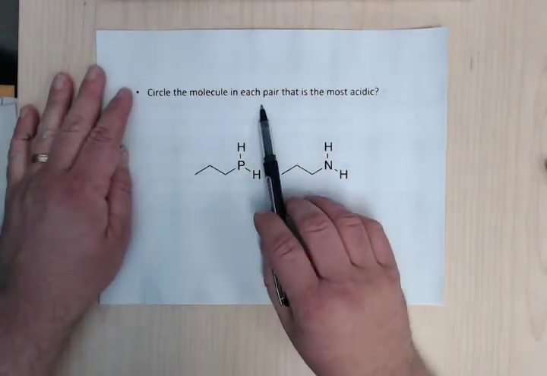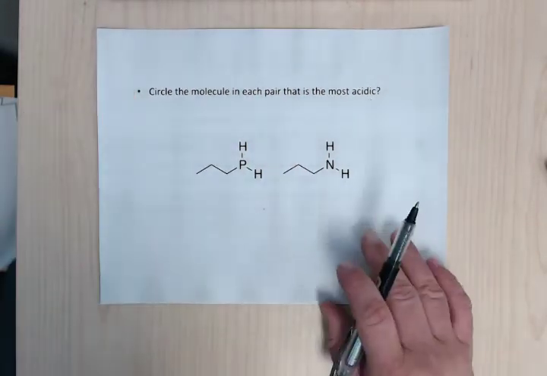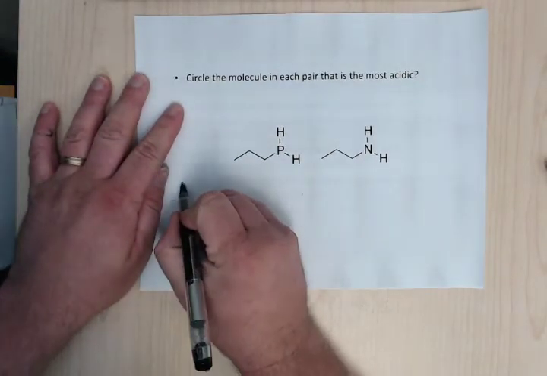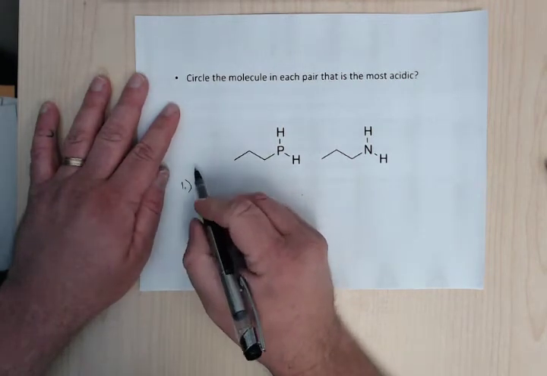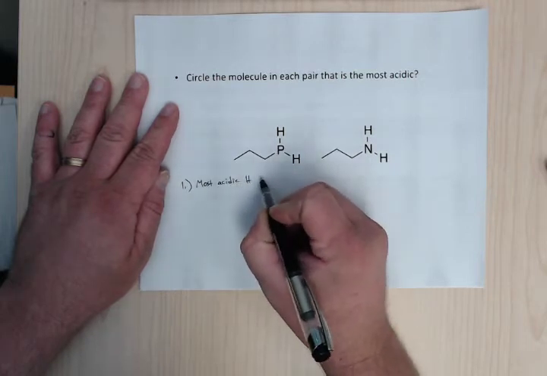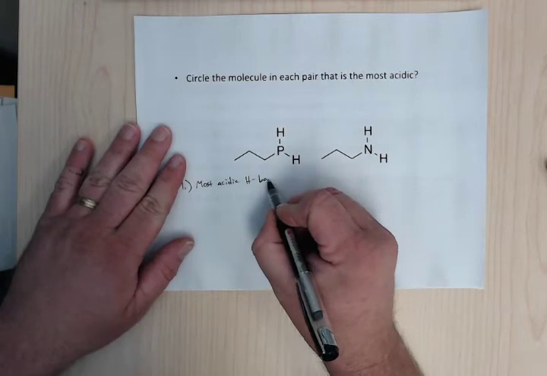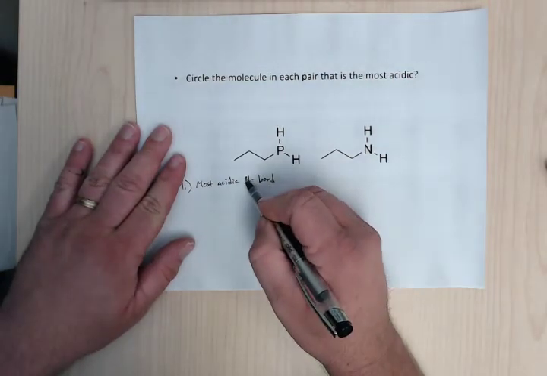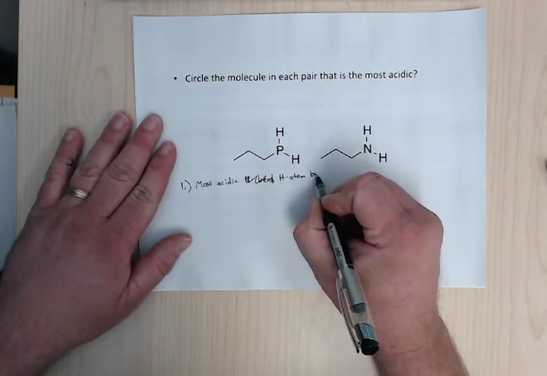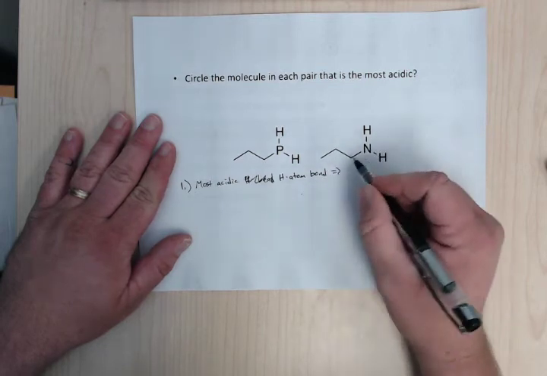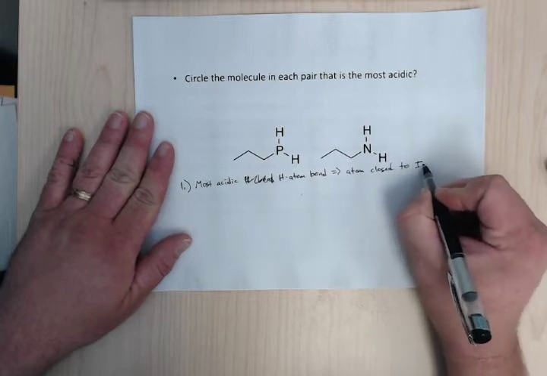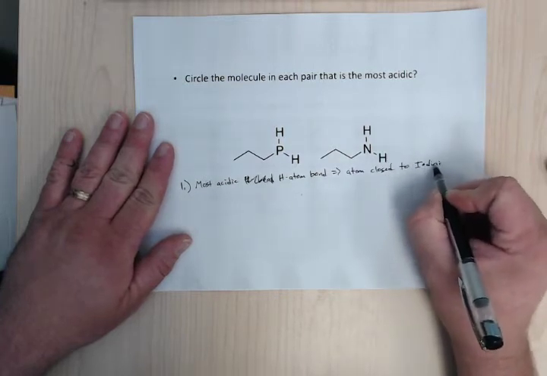So circle the molecule in each pair that has the most acidic. Okay, so there's 3 ways. So there's a progression chart that you need to go down. The first one being that, look for the most acidic hydrogen. Acidic H atom bond. What you want is the atom closest to iodine on the periodic table. Iodine. Okay.